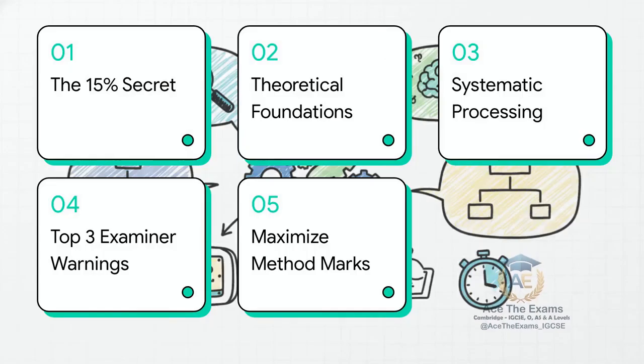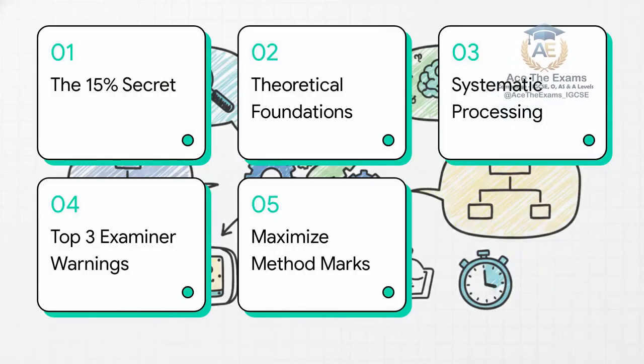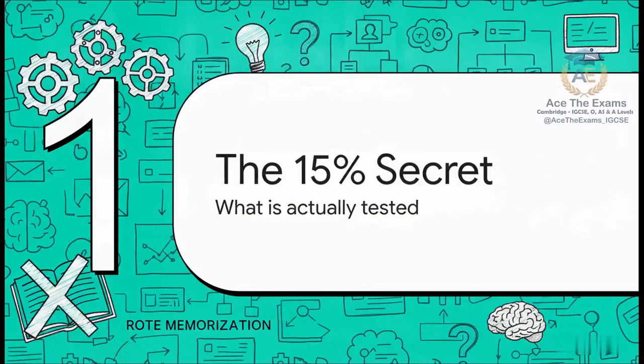So, to make sure you secure every single one of those marks, we've organized our strategy into 5 clear steps. The 15% secret, mastering theoretical foundations, the systematic processing framework, top 3 examiner warnings, and maximizing your method marks. Okay, starting with section 1, the 15% secret.